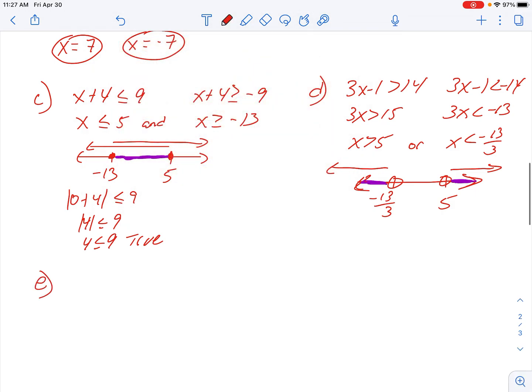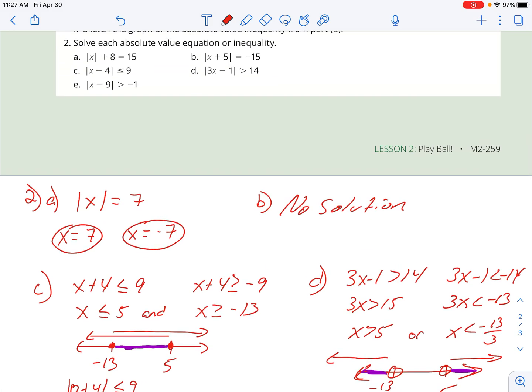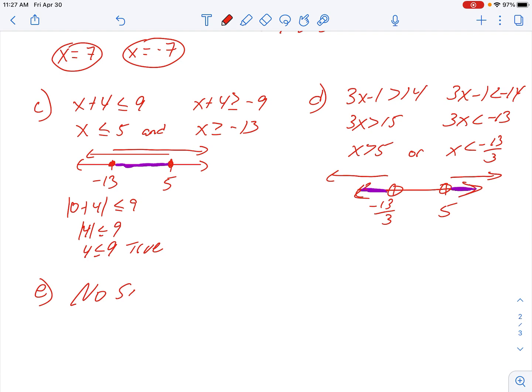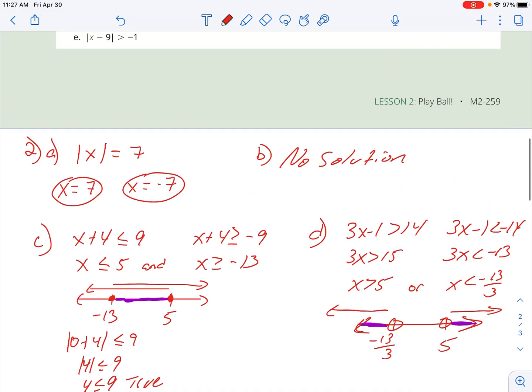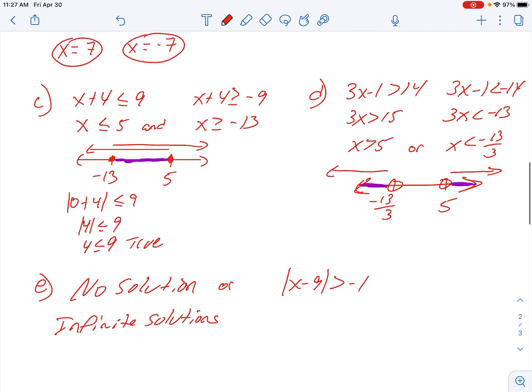And for the last one, letter E. Letter E, I see it is set to a negative 1. So with it set to negative 1, I want to keep in mind one of my two possibilities. Either no solution, or it's going to be infinite solutions. Now, which one is it? Well, I will take a number and plug it in for x there. So I want to see then if we have a true or false statement. I always take 0. 0 is an easy one to work with.